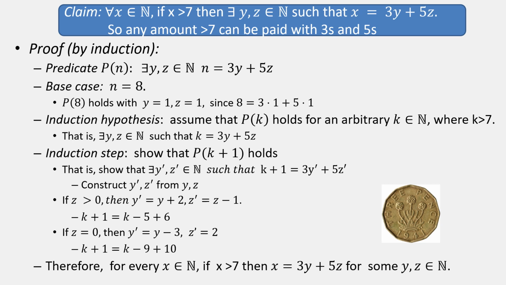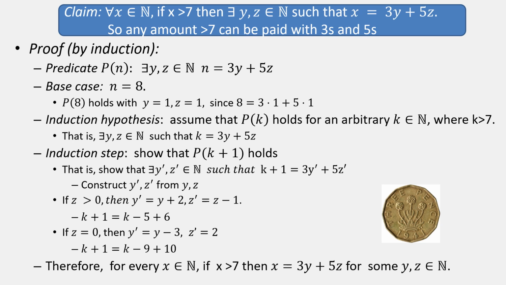So remember, the statement that we proved by well ordering principle was that for any x greater than 7, x can be written as a sum of 3s and 5s. That is, there are natural numbers, starting with 0, y and z, such that x is equal to 3 times y plus 5 times z. Let's prove it by induction.